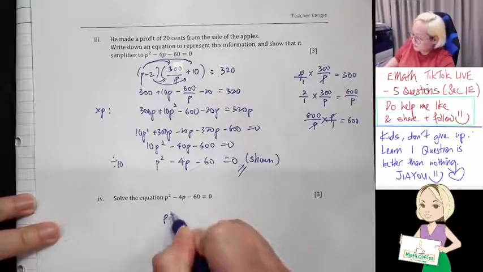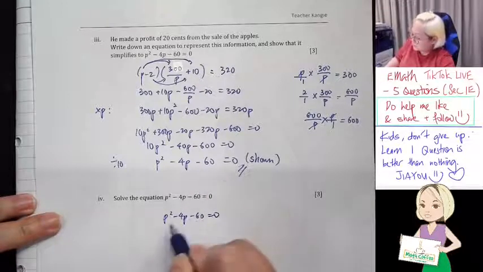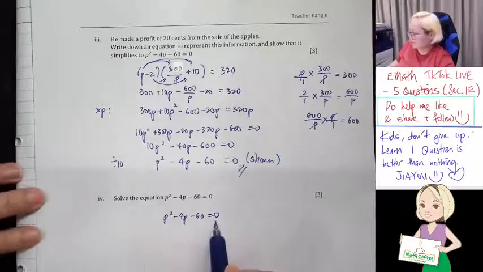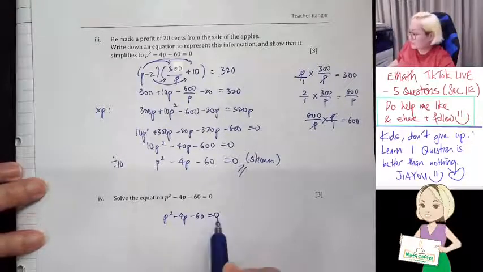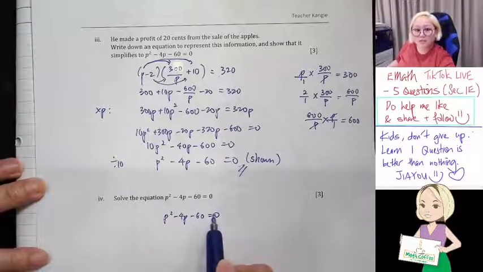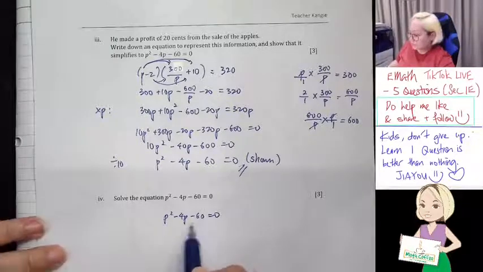So I'm going to write the equation first. p squared minus 4p minus 60 equals 0. So make sure, kids, when you're solving quadratic equation, make sure the right hand side is 0. If your right hand side got something, throw everything to the left hand side first. Then the right hand side is 0. That's your first task. Then after that, of course, simplify. Now this one definitely simplified already.